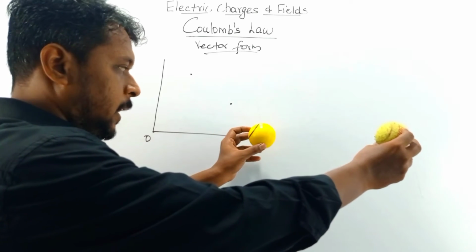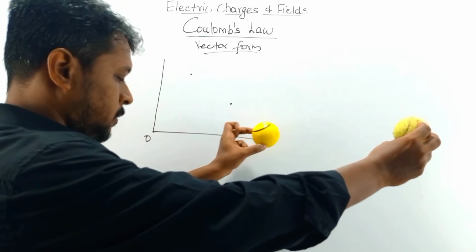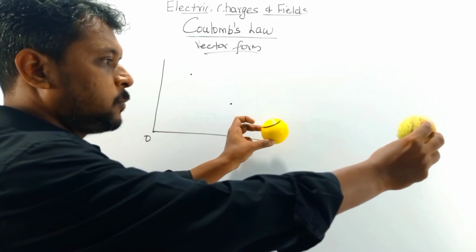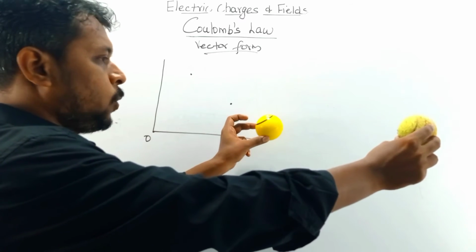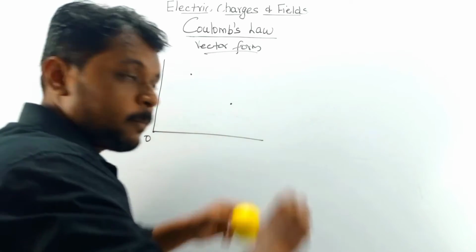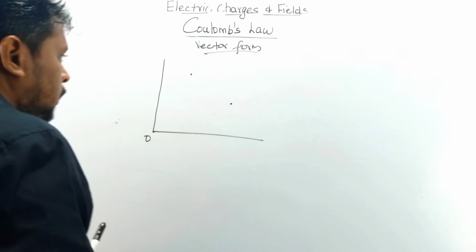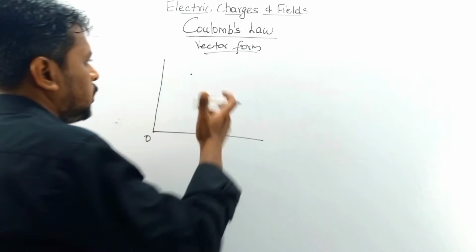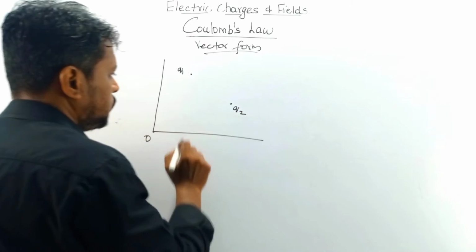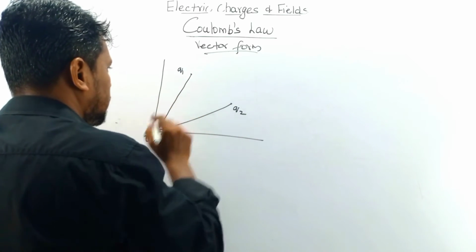I am the origin. These two balls are separated from me by some distances, and some force acts between these two charges. So what could be the value of the force between two charges with respect to position vectors? I am going to represent it here. Let us imagine this is the position of the charge q1 and this is the position of the charge q2.